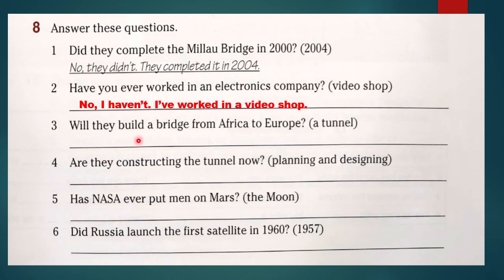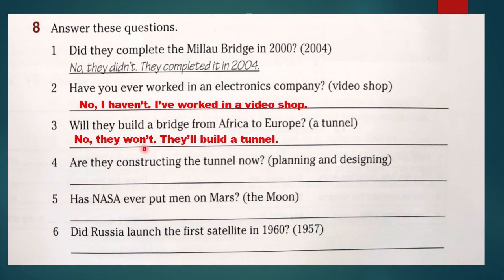Question number 3. Will they build a bridge from Africa to Europe? Is it a bridge? No, it's a tunnel. So you'll say, no, they won't. And as I told you before, we use the same helping verb that we use in the question. We use it in the answer. Will here, will here. Won't means will not. So will here and will here. The same as the question before. Have here and have here. The one before. Did here and did here. So the same helping verb that we use in the question, we use in the answer.